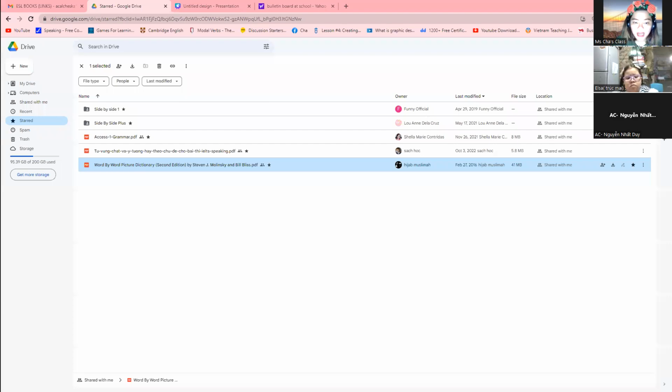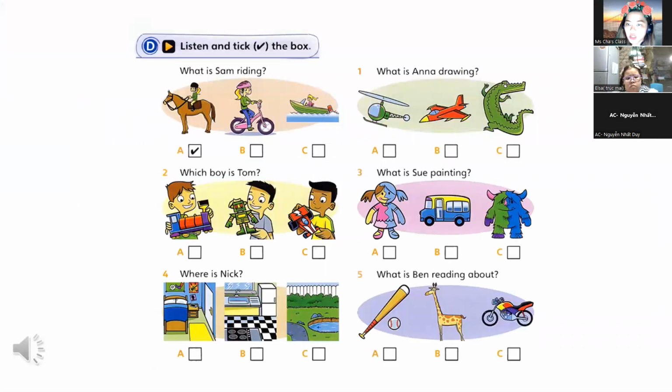All right, Elsa, we have a listening activity here. You're going to help the teacher correct the following activity. Number one is already answered for both of us. What is Sam riding? It says here, Sam is riding a horse. Now we need to answer numbers two, three, four, and five. Are you ready to listen? Yes. All right, let's listen first.